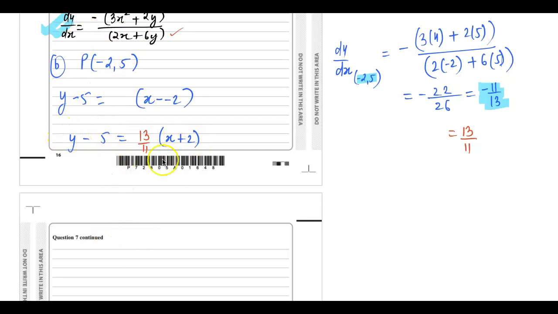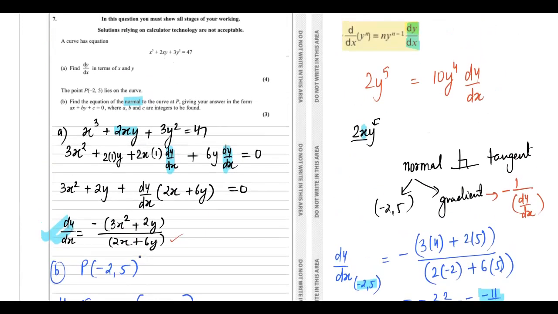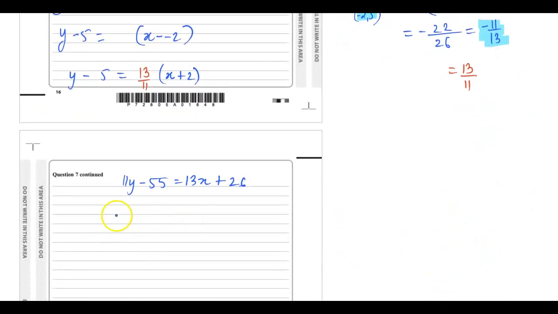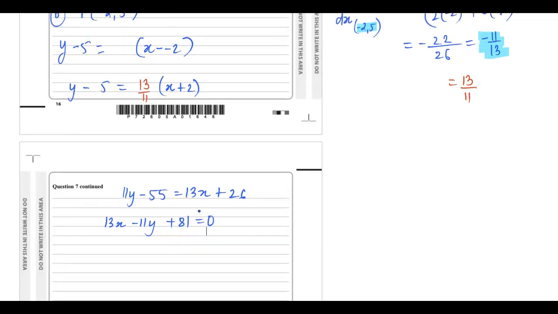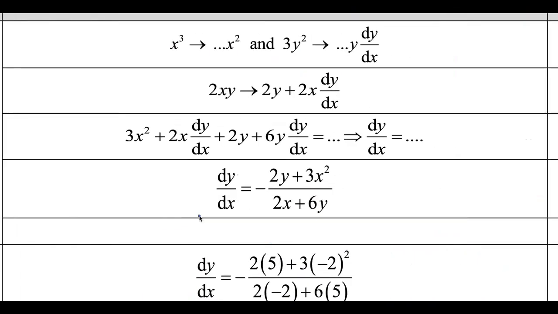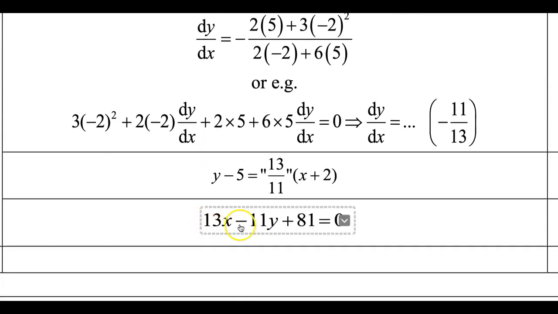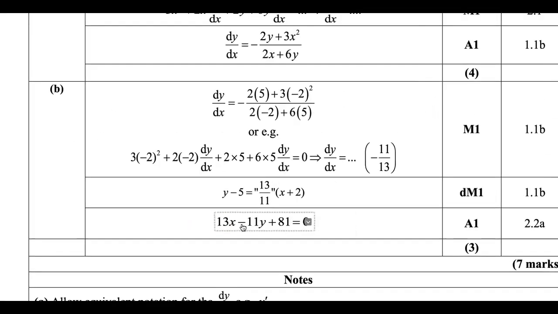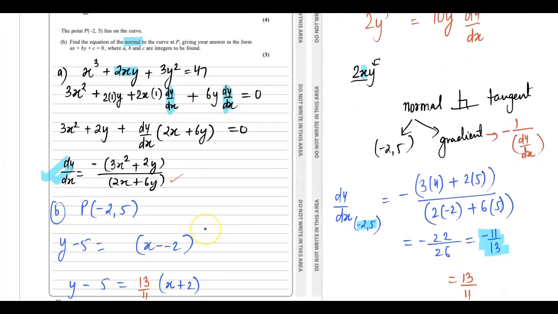Let's multiply the whole equation by 11. So it would be 11y minus 55 equal to 13x plus 26. Because we have to write it in the particular form ax plus by plus c, can we write 13x minus 11y? It goes there, 55 plus 26 is 81, equals 0. So this is the final answer. Hope it makes sense. Let's match it. 13x minus 11y plus 81 equals 0. And yes, this is what we've got.